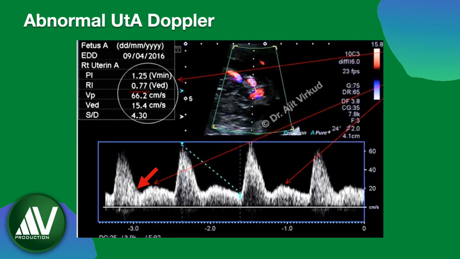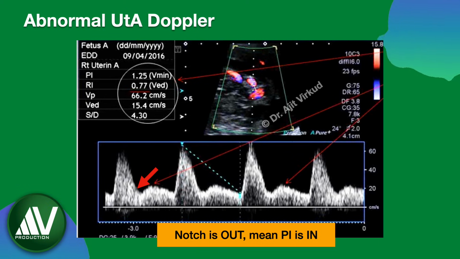Also, be aware that there is a paradigm shift in the uterine artery Doppler waveform study from visual notch identification to objective reproducible mean PI measurement. This patient is at risk of developing preeclampsia and or fetal growth restriction.